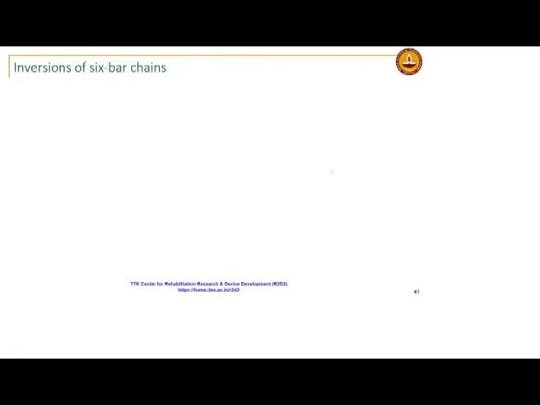Let us also look at the 6 bar chains that we have seen, the 2 chains. What are the 2 chains? The Watts and the Stephenson. So, if I look at the chain, remember the Watts has the 2 ternary links directly connected to each other.